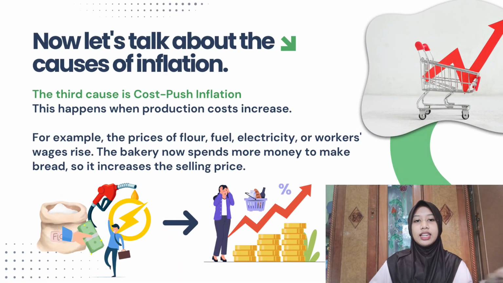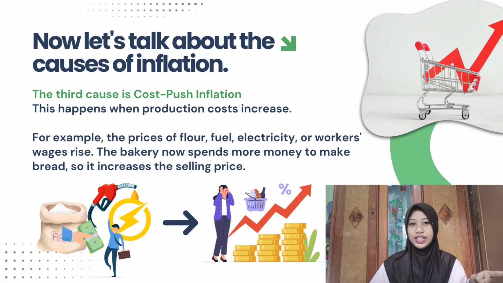The third cause is cost push inflation. This happens when production cost increases. For example, the price of flour, fuel, electricity, or worker wages rise. The bakery now spends more money to make bread, so it increases the selling price.